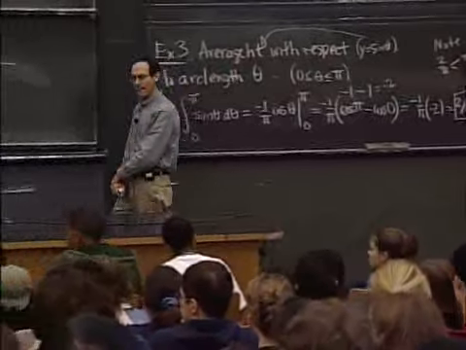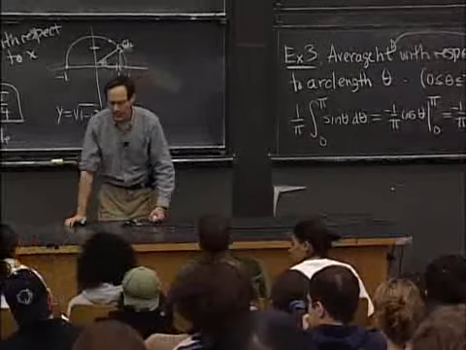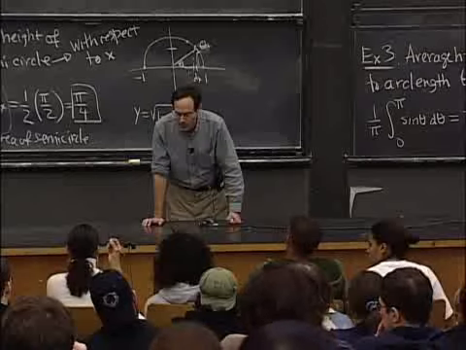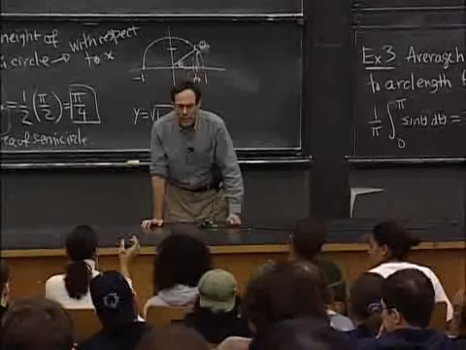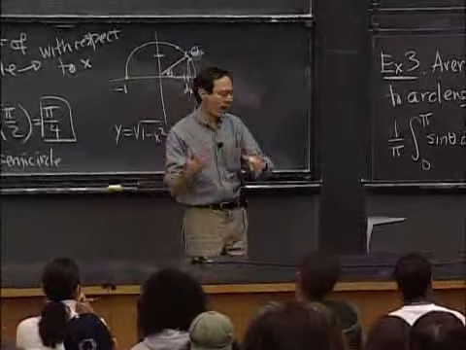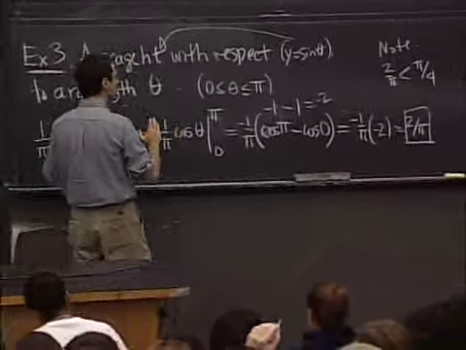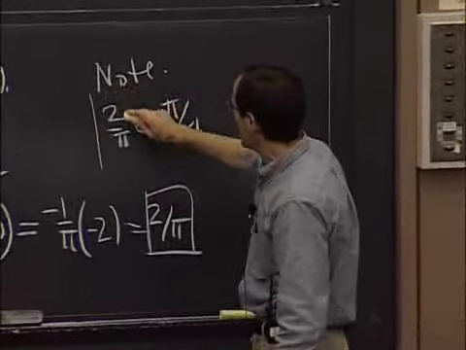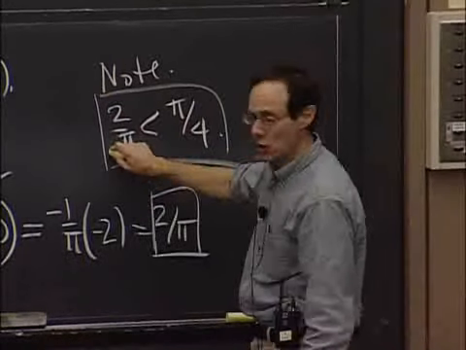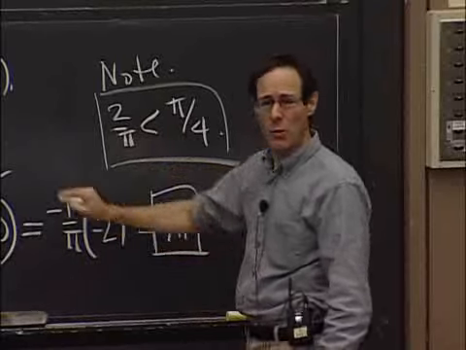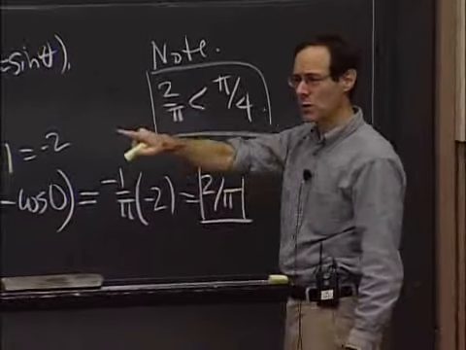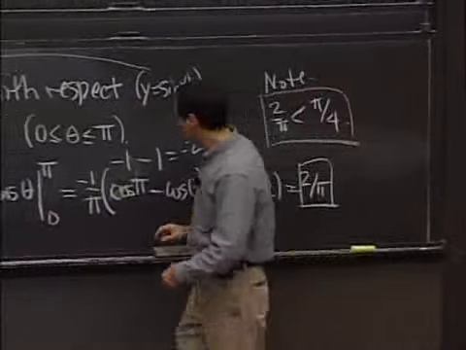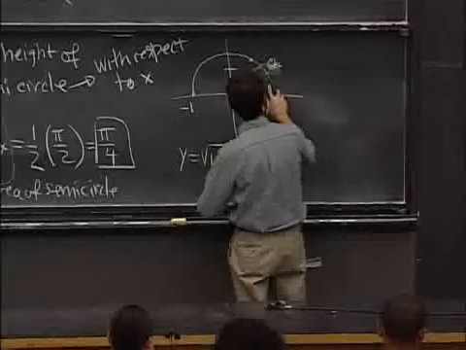So I heard your explanation for why this value should be smaller than what we got in the previous one, but I don't think I quite understood the logic behind it. Could you just repeat it briefly? All right, let me repeat. The question was to repeat the reasoning by which I guessed in advance that this was going to be the relationship between the average value with respect to arc length versus the average value with respect to this horizontal distance.